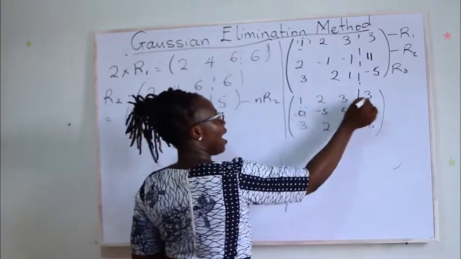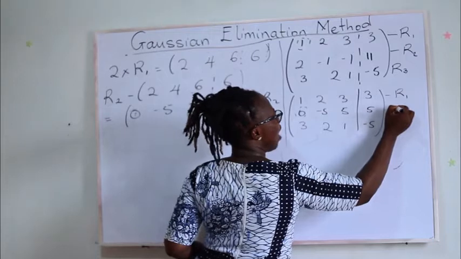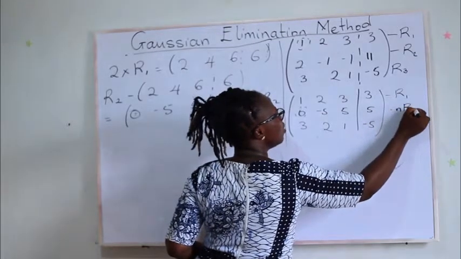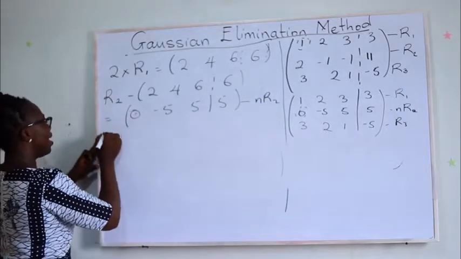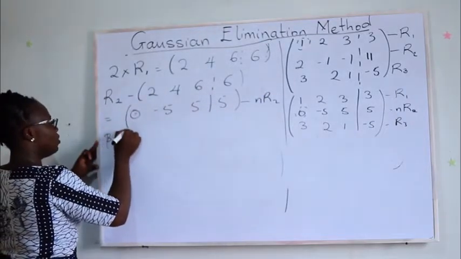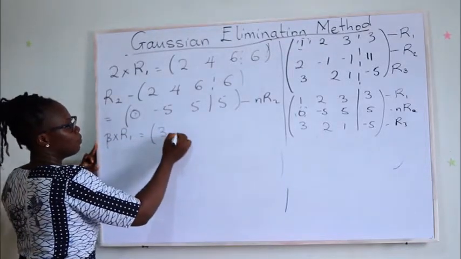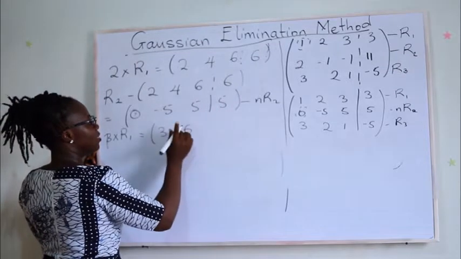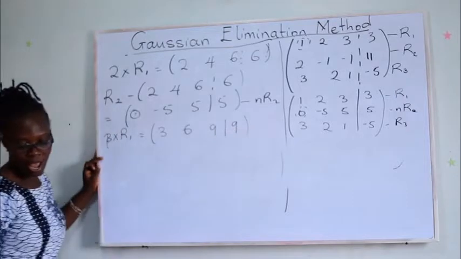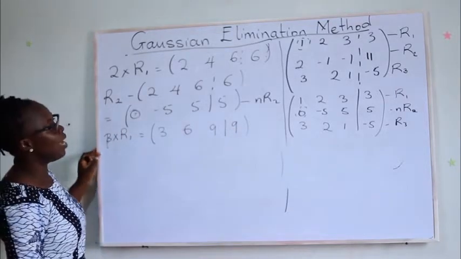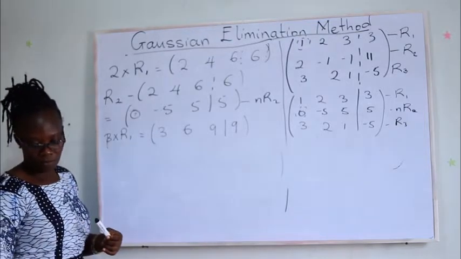Now let's multiply row 1. So this is still row 1. This is still our new row 2. This is still row what? 3. So we multiply row 1 by 3. 3 times row 1 is going to be what? 3, 6, 9, and what? 9. So I have 3, 6, 9, minus 9.